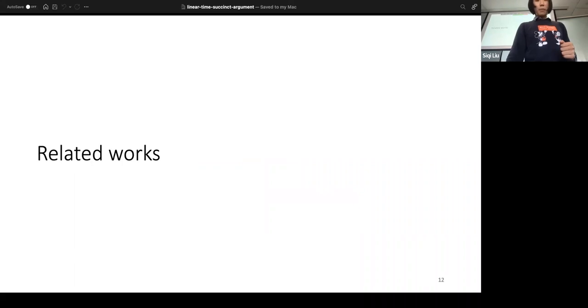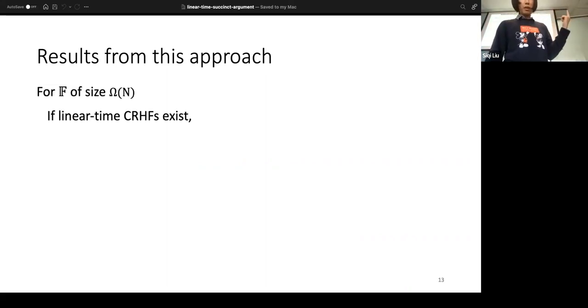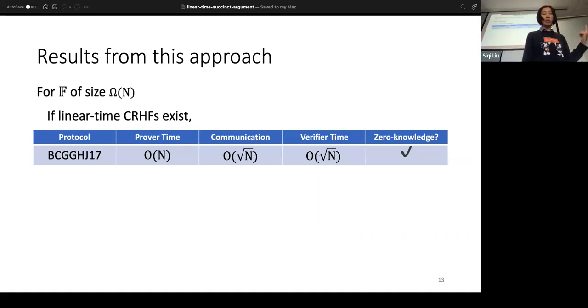Okay, so I want to talk about some of the related works. First is the results coming from this approach I just talked about, which is using Kilian's method to compile IOP and collision resistant hash function into succinct arguments. On this line, there's the work I mentioned at the beginning, the Bootle et al. paper, where they achieve communication complexity and verifier time of square root n, where n is the computation size. And their protocol is actually zero knowledge.